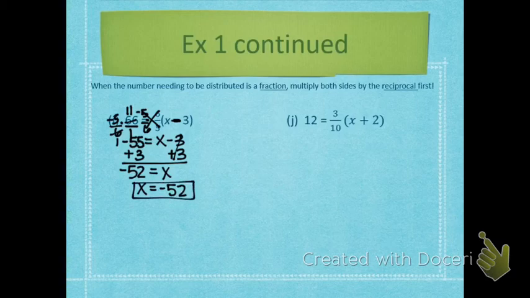All right, do letter J on your own. Jordan, what's the number they're asking us to distribute this time? 3 over 10. So instead of distributing it, what are we going to do? Yeah, multiply both sides by the reciprocal. Which is? 10 over 3. Very good. So we're going to multiply both sides by 10 over 3, which of course will cancel on the right and leave us with x plus 2.